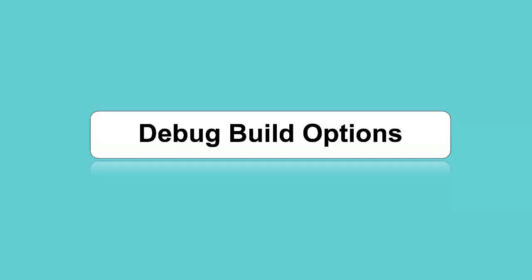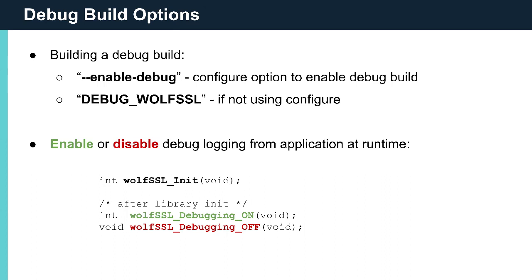So first of all, let's look at our debug build option and what that does. We mentioned it briefly a couple of slides back, but we do have an enable-debug configure option. When this is enabled, it'll enable debug symbols in wolfSSL, and if you enable debugging at runtime, it'll output a debug log to standard error by default. If you're not using configure, you can define DEBUG_WOLFSSL, and then at runtime you can enable or disable that log by calling wolfSSL_Debugging_ON or wolfSSL_Debugging_OFF.